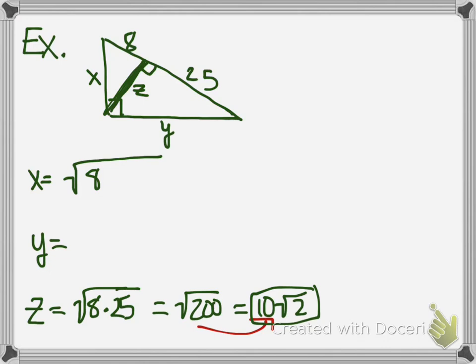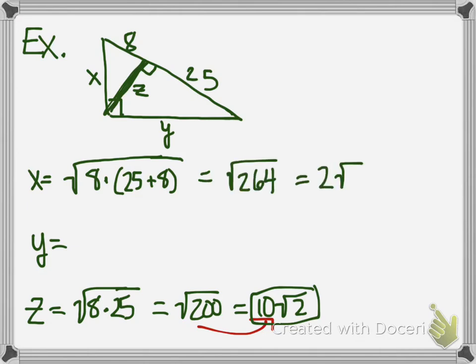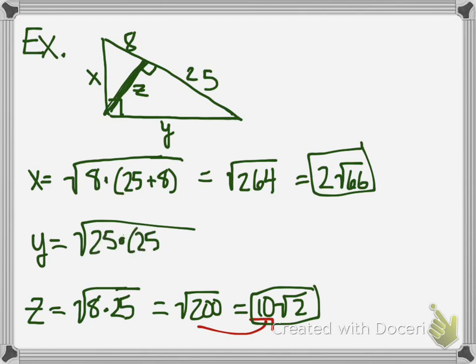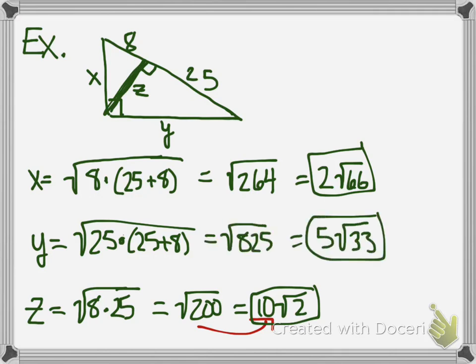Okay, now notice that x is touching which one? The 8 or the 25? x is touching the 8. So that means I'm going to start off with the 8 and say the square root of 8 times 25 plus 8, and get 264, which is 2 square root of 66. For y, it's 25, because it's touching the 25, times 25 plus 8. So notice here, we're always adding those two, the parts of the hypotenuse, or parts of the other legs, if you want to look at it that way, to get that next answer. And it's 825, so that one's 5 square root of 33. So you have to kind of remember that.